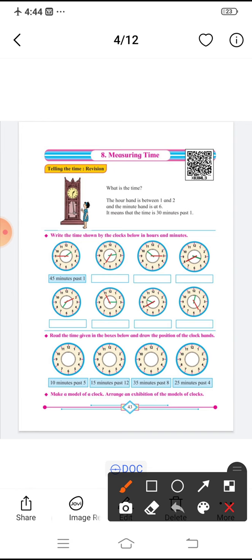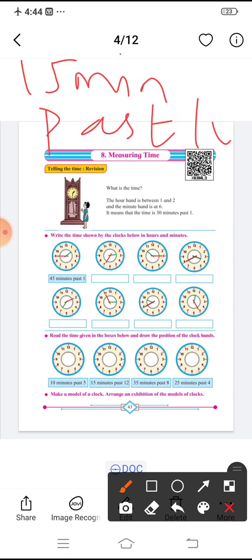Correct? Now the green color hand, which number is it on? It is on 10. And the red color hand is on 3. That means 5 3s are 15. 15 minutes past 10. Correct? Now next one, see the minutes, the red color hand is on 8. So 8 5s are 40. 40 minutes past.